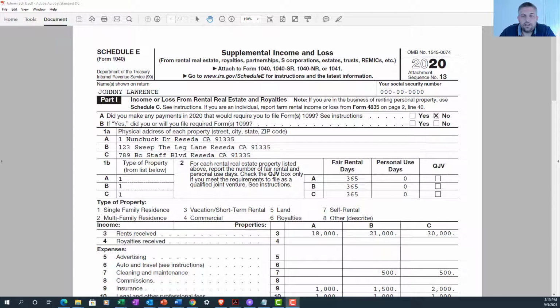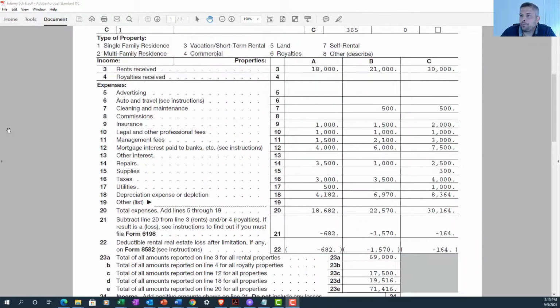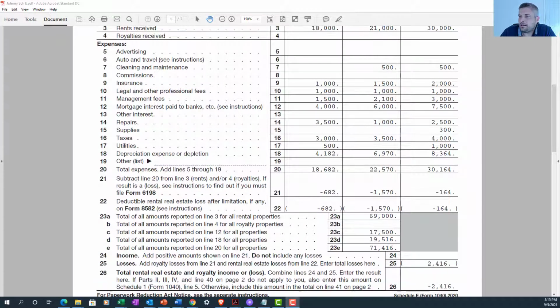Next, you'll report the income and expense by property. Again, you have the A, B, and C columns to identify each property, which corresponds to the addresses above in 1A. The rental income is reported on line 3, and the expenses follow on lines 5 to 19 with a total on line 20. So let me scroll down a little bit here and show you more of the form. Line 20 down here shows your total rental expenses by property.